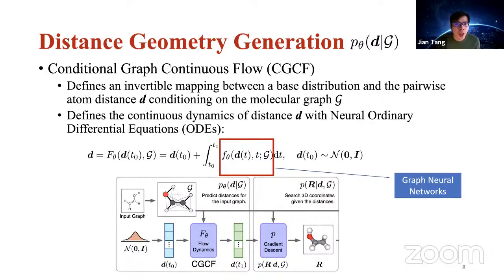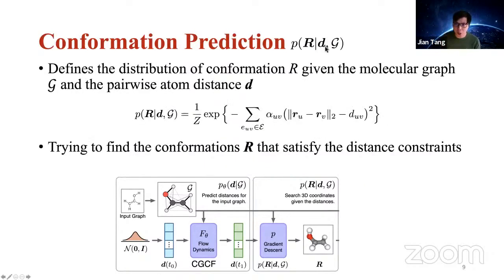Once we generate the pairwise distances among the atoms, we further generate the conformation R based on the distance and also the molecular graph G. We specify this distribution using an energy-based model. The essential idea of this distribution is that we try to find the conformation R, which is what we're trying to find here, that is able to satisfy the given distances. So this is the first part, which is based on the flow-based model.